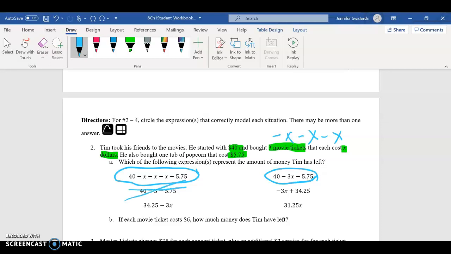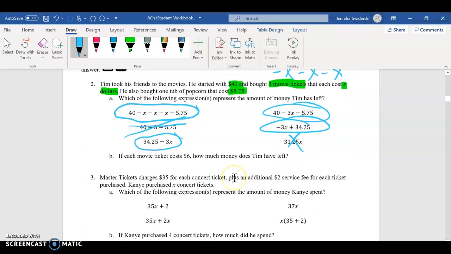Close. Okay. Will this one work? What's different about this one? Well, negative 3x is the same, so that looks good. How do you think we get that 34.25? Yeah, 40 minus 5.75 gives me that 34.25. So they're combining these like terms here. Yes, that works. 34.25 minus 3x, that's the same thing. Yes. 34.25x, will that work? No, because there is no x connected to this 34.25. So we cannot combine like terms that are not there.